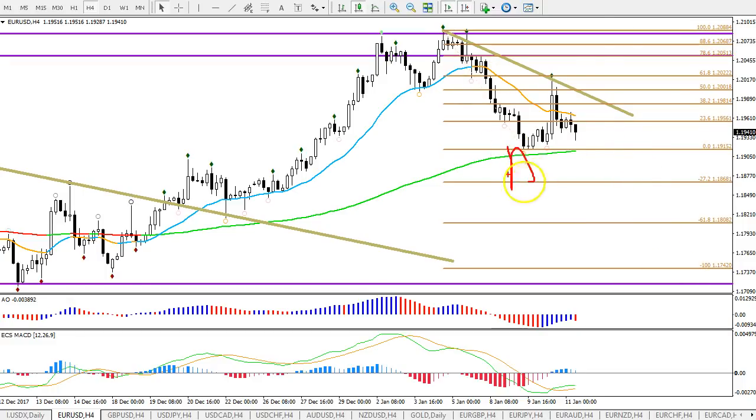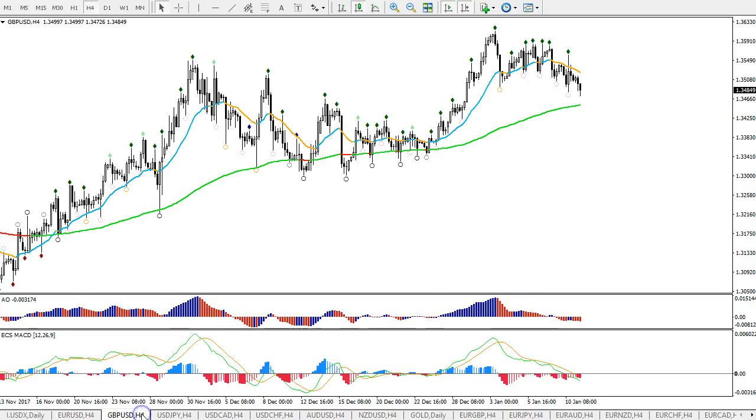All right, and this could be then an A, B, C, like this. So that's something that's in the picture, but let's see what the breakout direction is. Up or down, a lot will depend, in my view, on these two trend lines. All right, pound dollar, more or less the same, I would say.